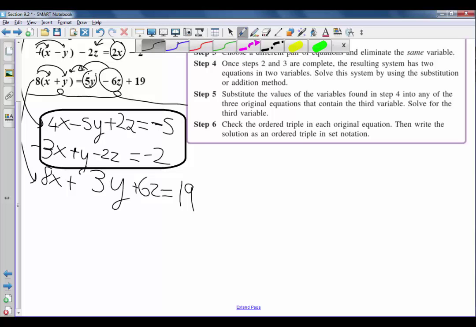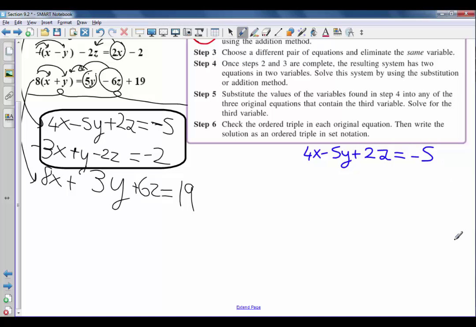And I will take that choice on a separate page, part, and work on it there. So that was your choice. Let's work on it. 4x minus 5y plus 2z equals minus 5. And negative 3x, don't leave out that negative, plus y and 2z equals minus 2.